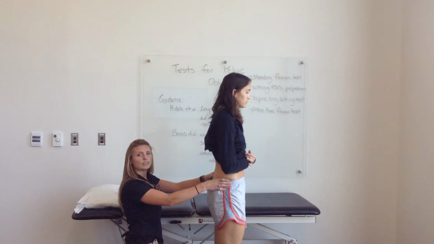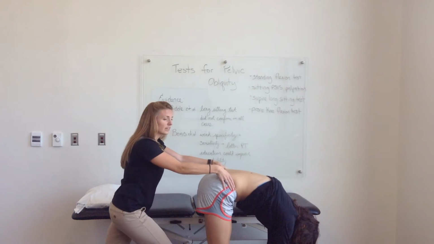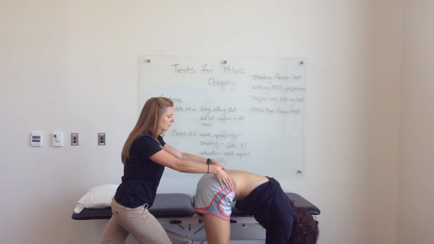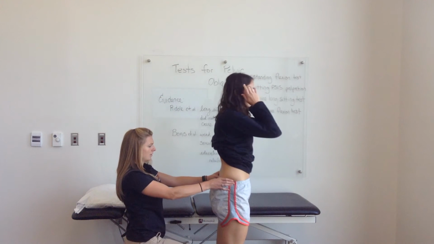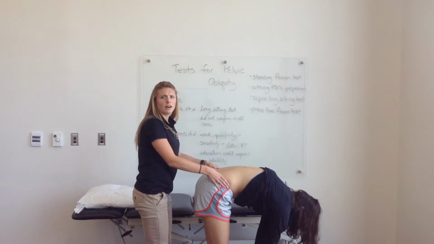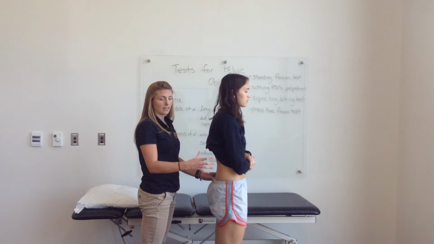And then you're going to have the patient bend forward, and while maintaining the eye level, keep your hands on the PSISs, and you're looking to see if one moves higher than the other. So go ahead and come back up and do that one more time. Okay, the one that moves higher is indicative of a hypomobile SI joint on that side.